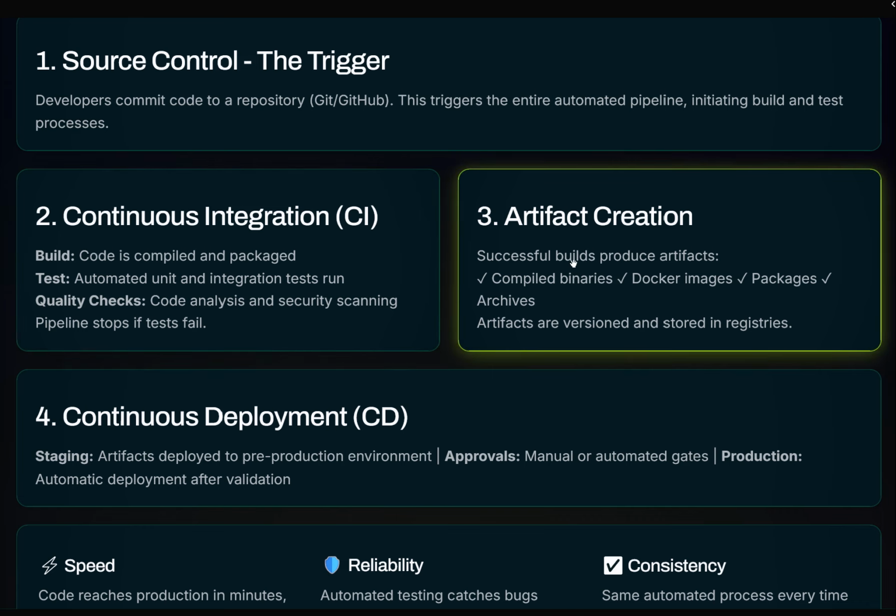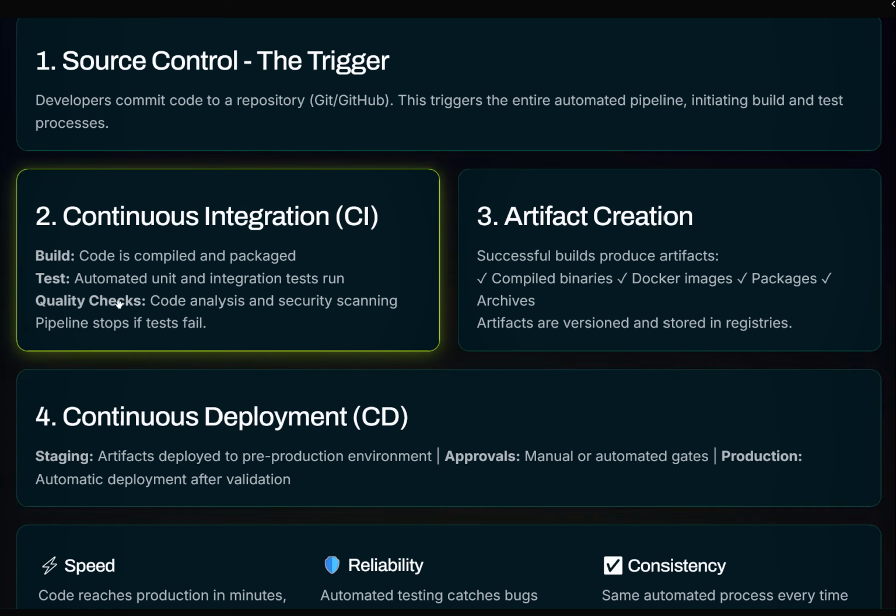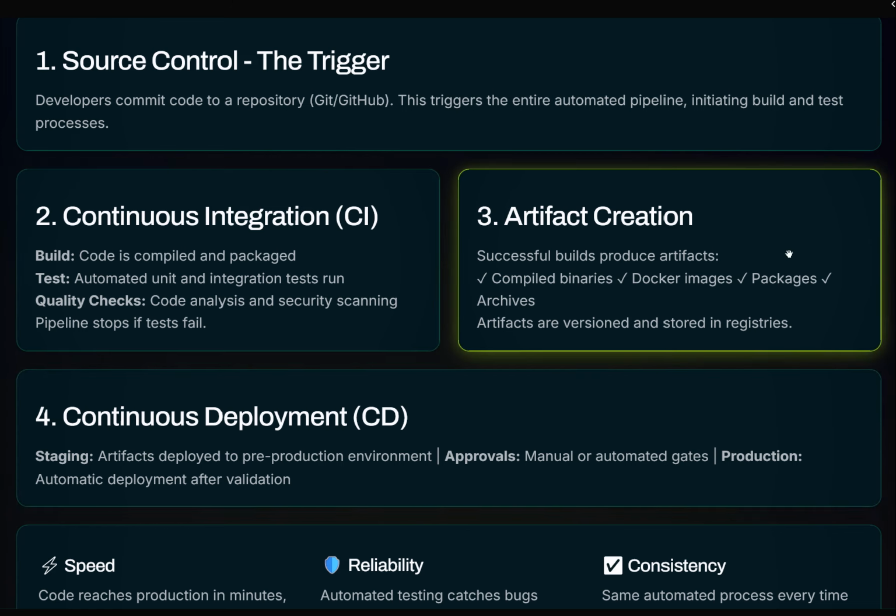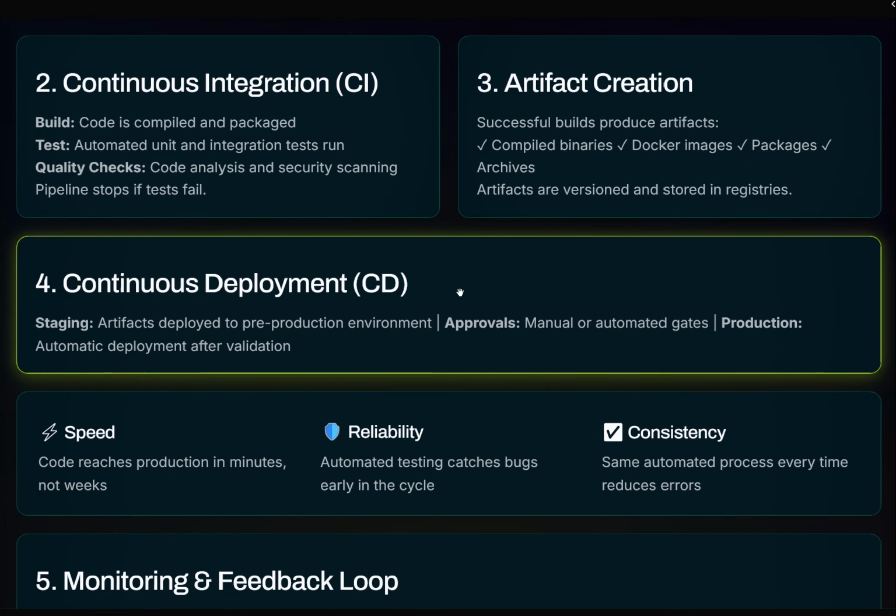And then number three, once this process is completed, it will do artifact creation. An artifact can be a software package, it can be a container. A successful build produces an artifact: a Docker image, package or archive, or compiled binaries. That's versioned and stored in a registry. So the registry points to the version that you are using.